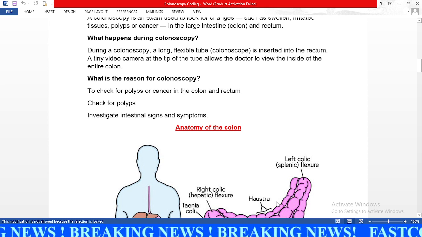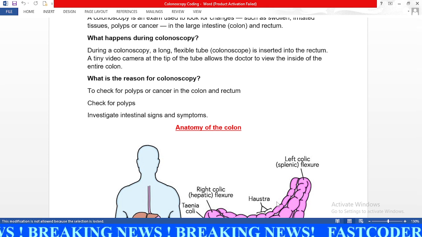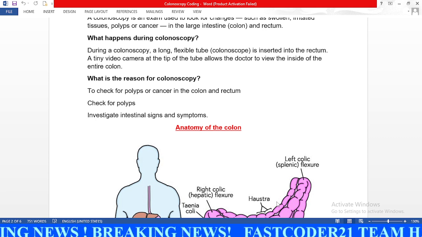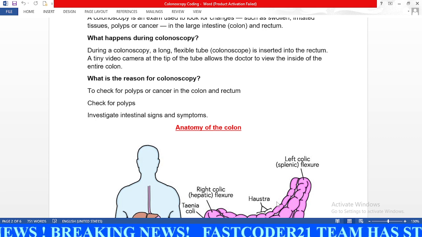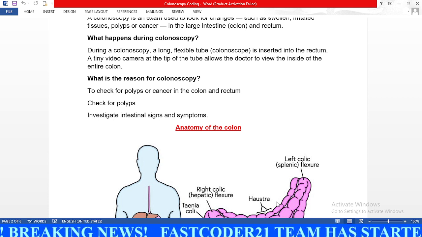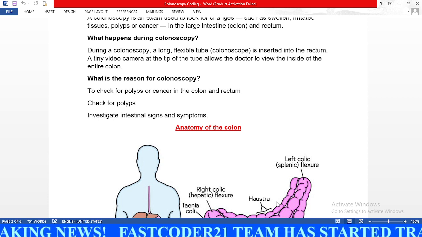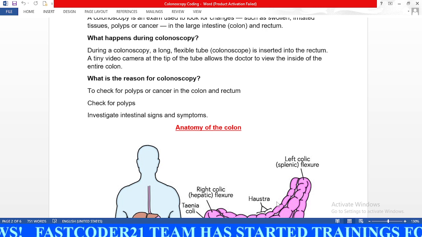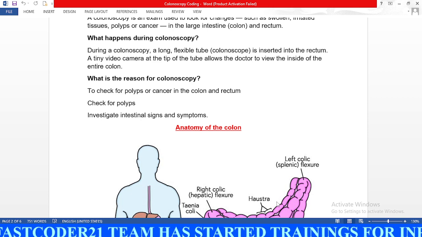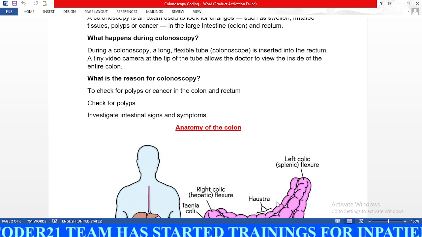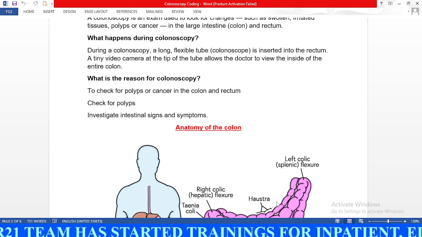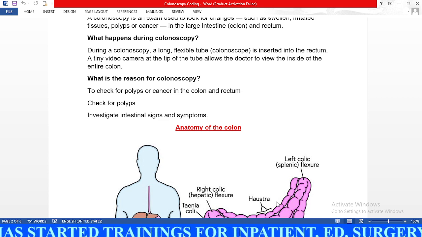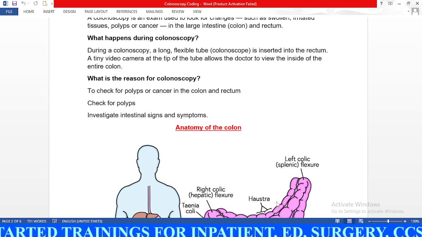Next, what happens during colonoscopy? During a colonoscopy, a long flexible tube is inserted into the rectum. A tiny video camera at the tip of the tube allows the doctor to view the inside of the entire colon. So we need to understand here that a long flexible tube is inserted into the rectum, and using the tiny video camera, the doctor can view the inside of the entire colon in order to identify any polyps or cancers.